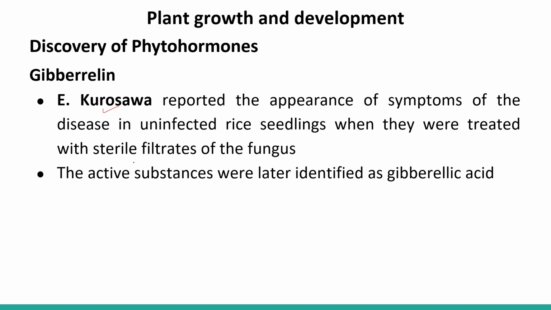He did an experiment in which he treated uninfected rice seedlings with the sterile filtrate of the fungus Gibberella fujikuroi. And he reported the appearance of the symptoms. All right. And then later, the active substance was identified as gibberellic acid. So gibberellic acid was causing the growth in the rice seedling. That's why it is known as foolish seedling. There was increased growth of the internodal region, or you can say of the main axis, which was caused by gibberellic acid produced by the fungus Gibberella fujikuroi.